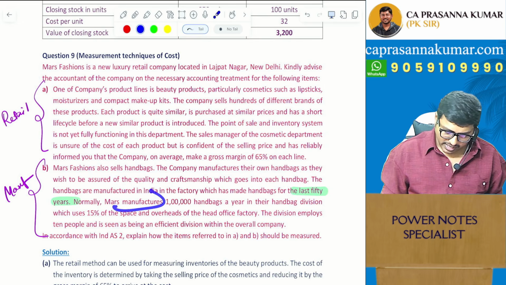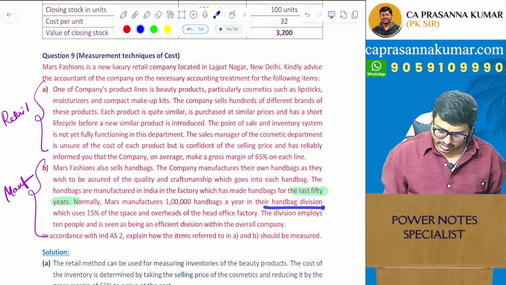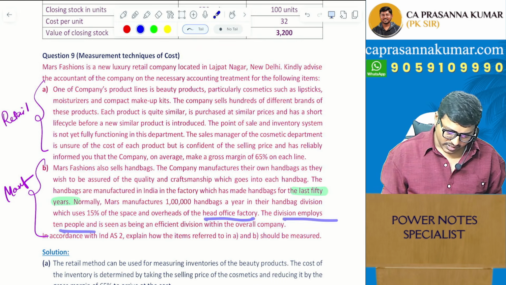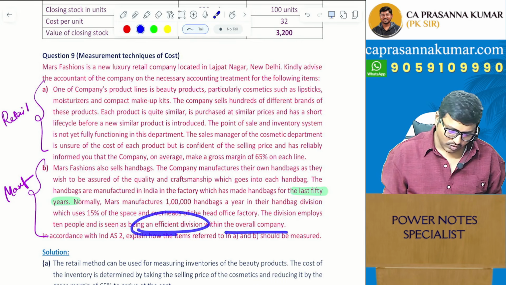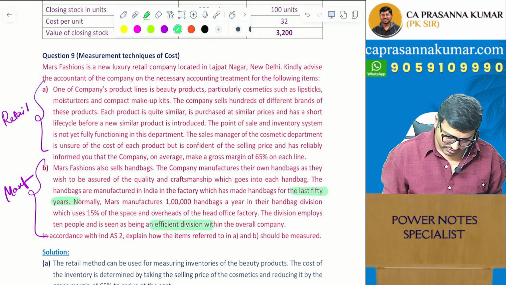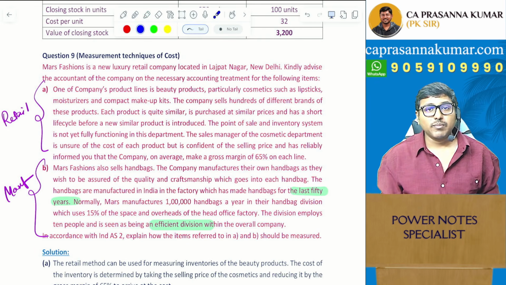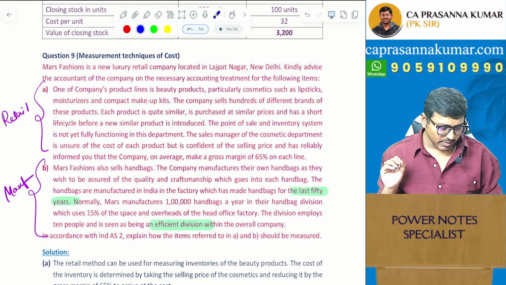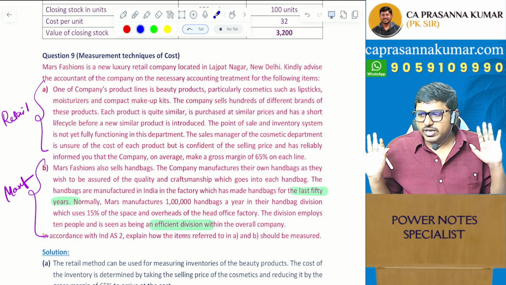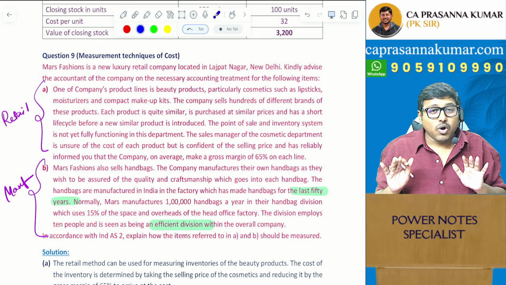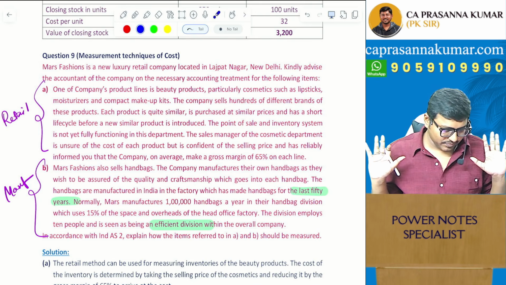Normally, Mars manufactures 1 lakh handbags in a year in their handbag division, which uses 15% of the space and overheads of the head office factory. The division employs 10 people and is seen as an efficient division within the overall company, which means they have already reached their efficiency. In that case, is there a consistency in manufacturing? Yes. Then you will be applying the standard cost method based on normal operating condition. Clear?